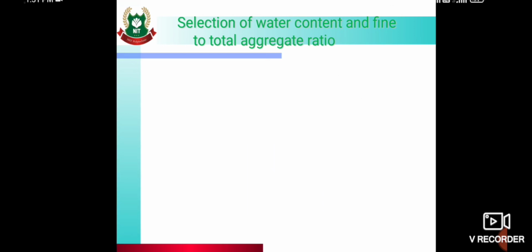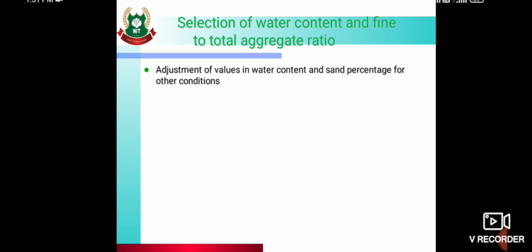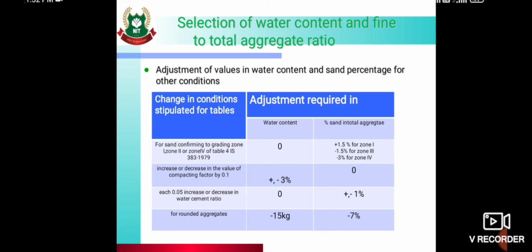Then selection of water content and fine to total aggregate ratio. Next, adjustment of values in water content and sand percentage for other conditions. We need to do some adjustment of values in water content and sand percentage for other conditions. From this table, change in conditions stipulated for the table. We will be given these conditions and accordingly we have to change the value for water content and also for percentage of sand in total aggregate. So this adjustment is required.